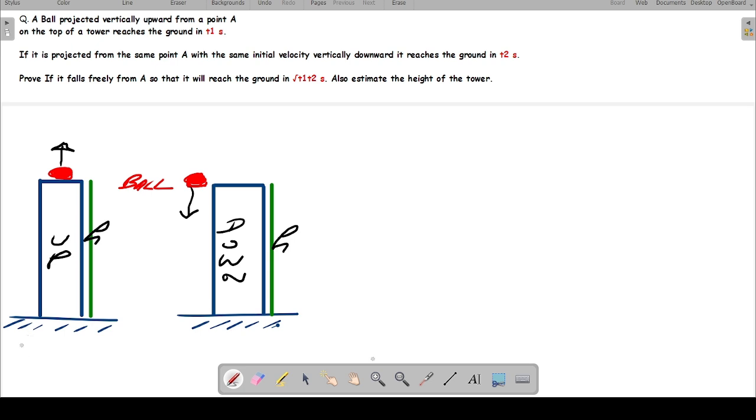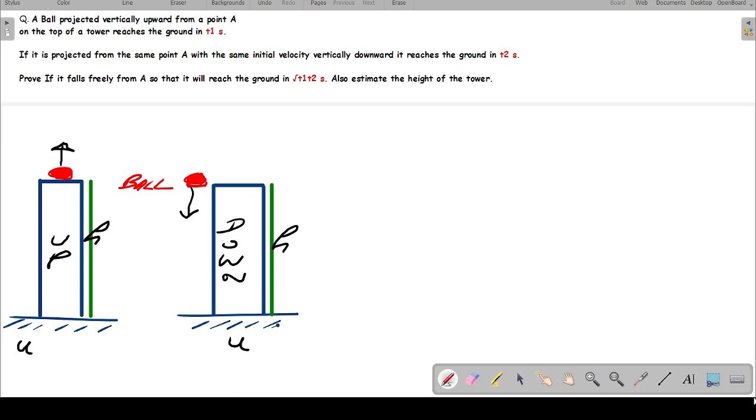If this is a building, we have shown two images over here. In the first case the ball is thrown upward with velocity u from a building of height h, and in the second figure you can see the ball is thrown downward with the same velocity u from a height h, that is the same point A, right? The ball is shown in red color and the initial velocity is u for both the cases, because you can see in the question the same initial velocity, right?